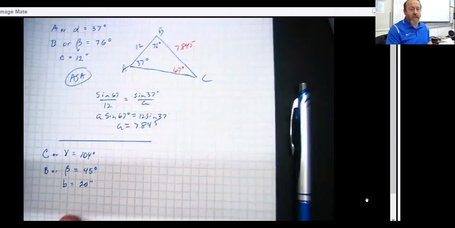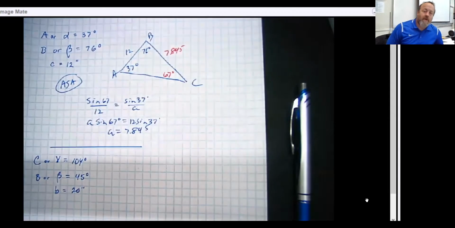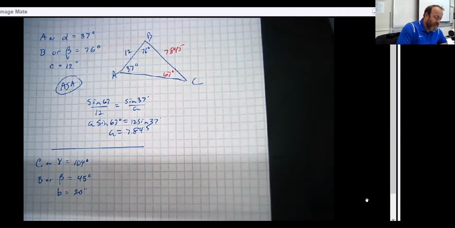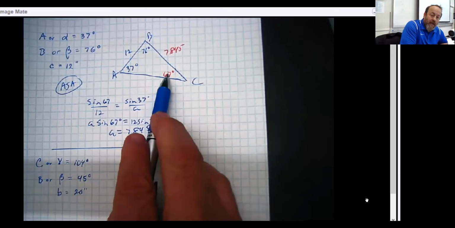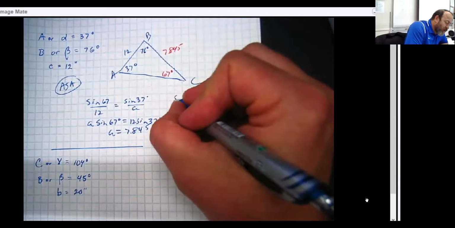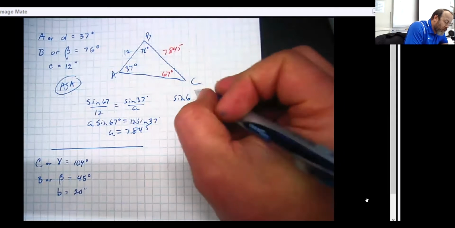Now, generally, the instructions on these problems are to solve the triangle. Sometimes it's one facet of the triangle, but it's often the entire solution. So I have all three angles. I have two of the three sides, so I have one side to go. So we would just use the law of sines one more time.